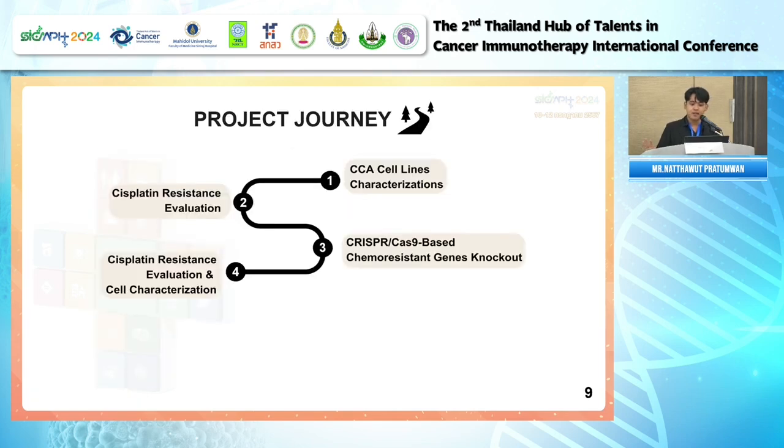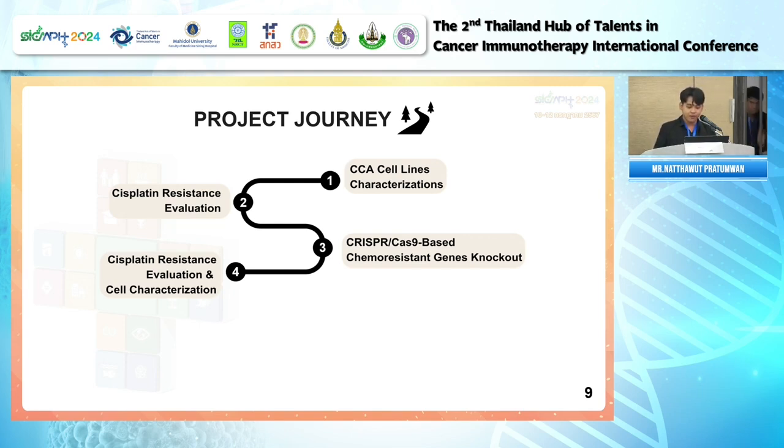And this is my project journey, and it has about 4 bus stops. The first bus stop is the characterization of the wild type CCA cell line, followed by the evaluation of cisplatin resistance, and then I will use CRISPR-Cas to knock out the chemo-resistant genes, and then characterize the cells with the gene knockout compared with the wild type CCA cell line.